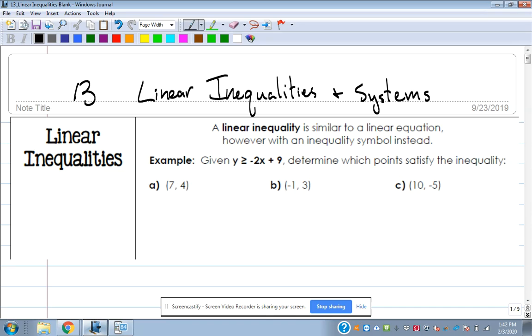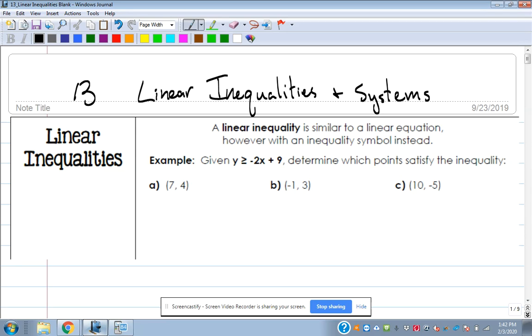But a lot of the things that we learn for linear equations is the same for linear inequalities. We just got to add a few little things, review those things, and get going with that. So the first thing we want to talk about is determining which points satisfy an inequality.